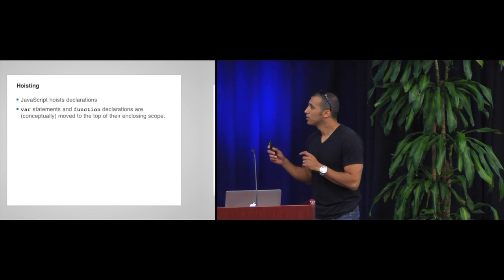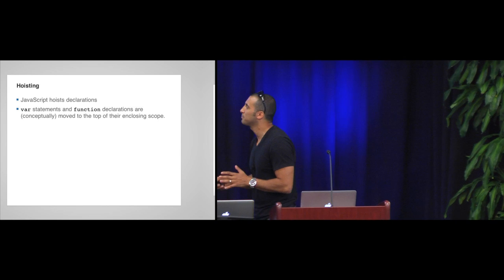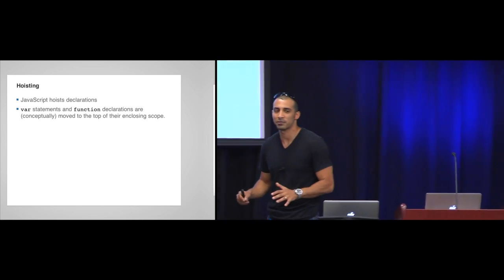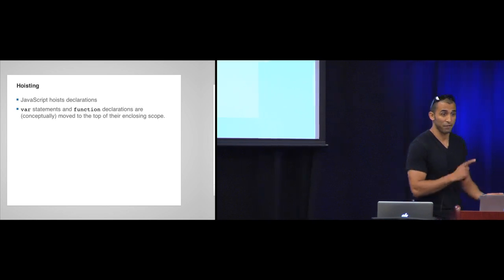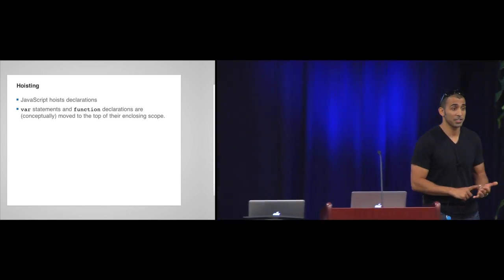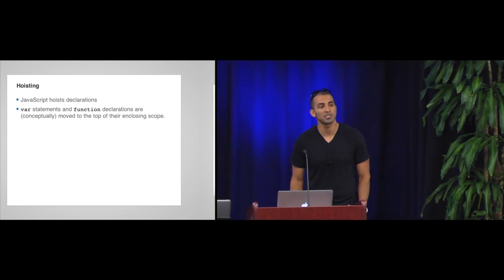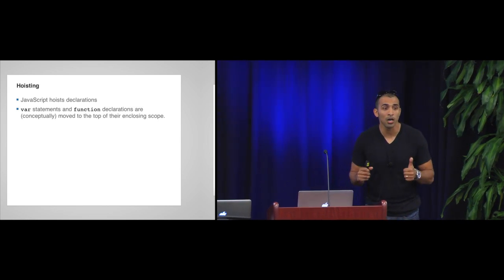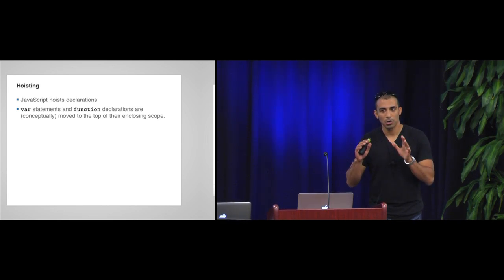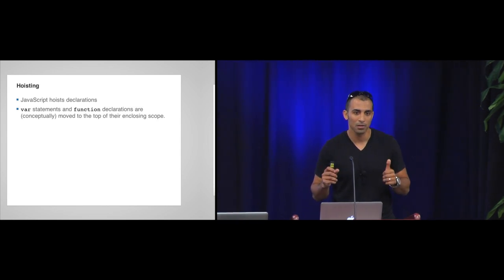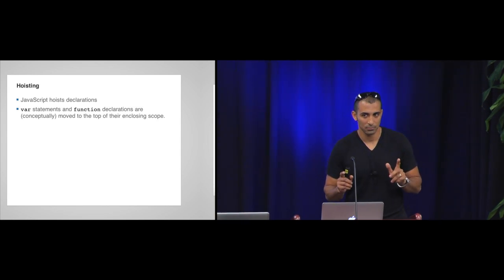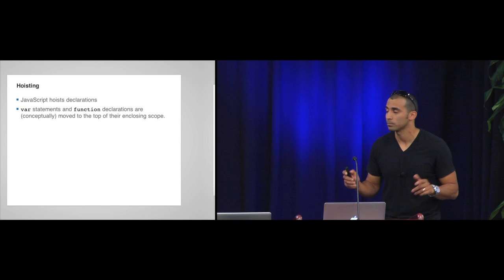So JavaScript has this notion called hoisting. It means that JavaScript is going to hoist all declarations. Essentially, all declarations, like variable declarations and function declarations, are going to be hoisted, or raised up, to the top of their enclosing scope. Again, any variable declaration or function declaration is going to be raised up to the top of their enclosing scope. Enclosing scope meaning the immediate scope they are in.